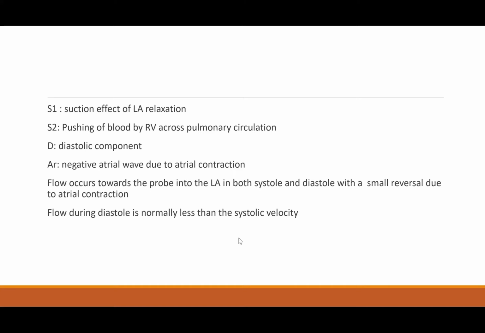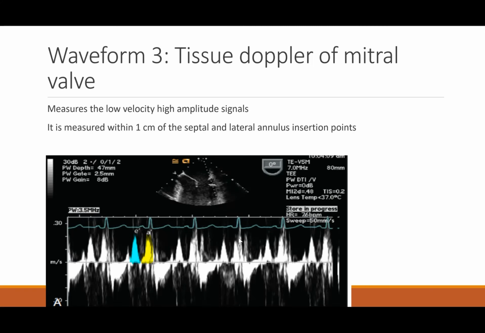So flow occurs towards the probe into the LA in both systole and diastole, with a small reversal due to atrial contraction. In normal circumstances, flow during diastole, that is the D wave, is less than the systolic velocity. If we have both S1 and S2 waves, we take S2 into consideration because S2 occurs due to flow across two chambers. So S2 is taken and D is taken. In the S/D ratio, S is always greater than D in a normal scenario. If there is diastolic dysfunction, there can be a reversal in this, and we will discuss this in further classes.